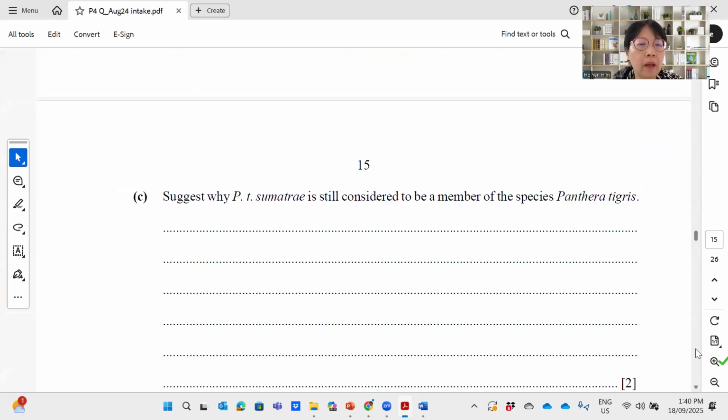Suggest why P. t. sumatrae is still... One thing I noticed: still a lot of students, about one-third or one-quarter of students, did not underline when they write the species name. Species name must be underlined. You already saw it's italic, so must underline. Please, please, please. Biology students, right? Okay, you know the format of writing.